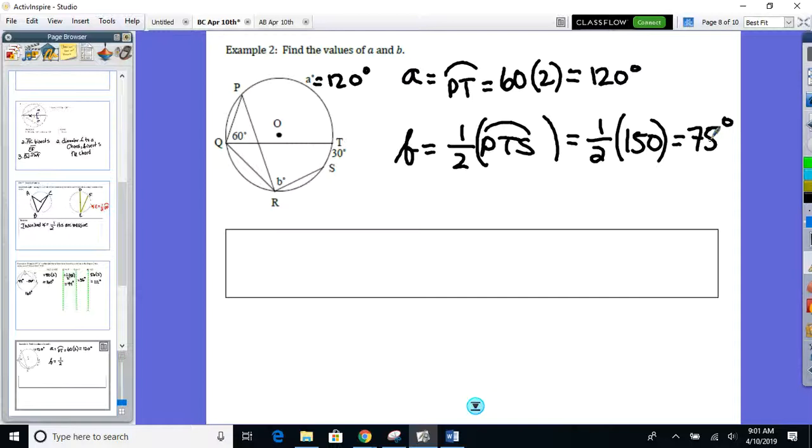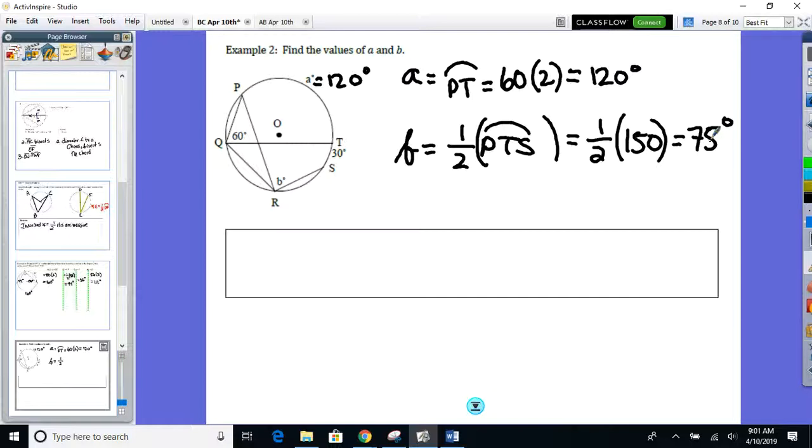Questions from there, you guys? I'm going to let you take a quick breather here because this box is going to be a new theorem. Anything on the inscribed so far? Equal to half its arc. I'm going to show you a new theorem with inscribed angles right now.